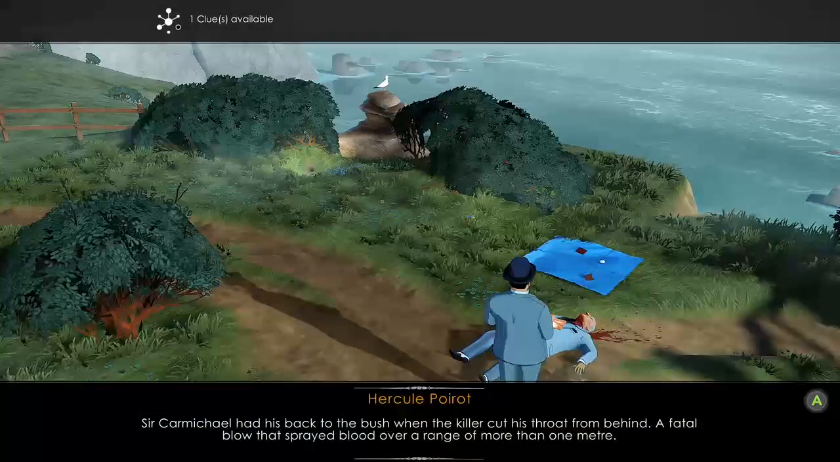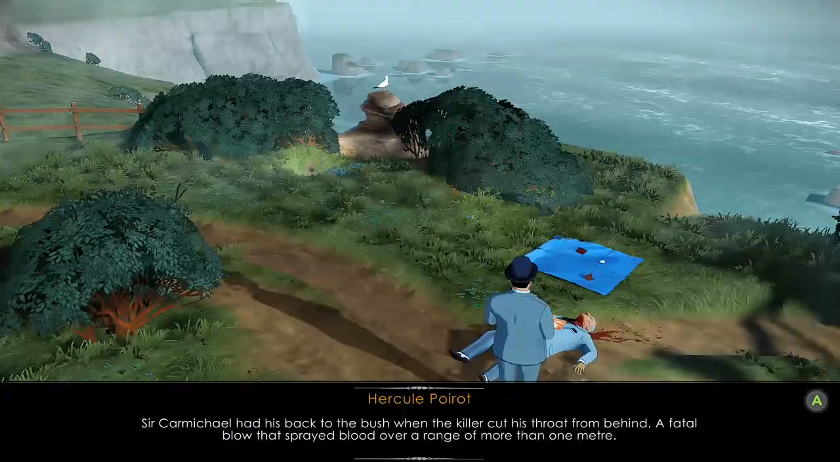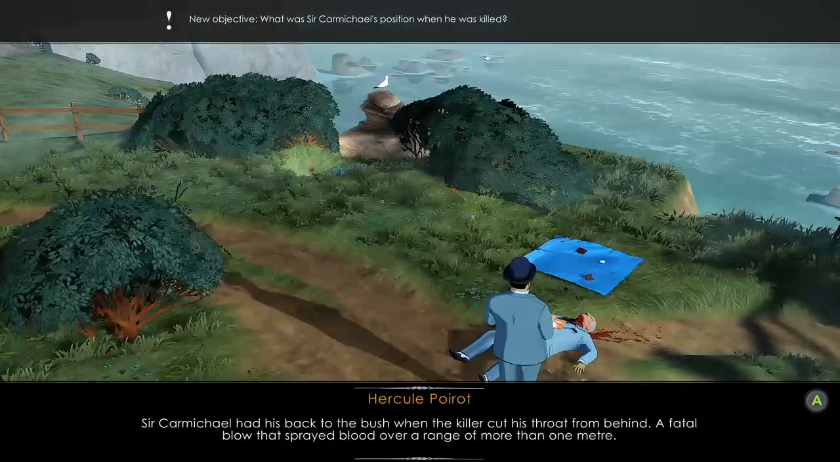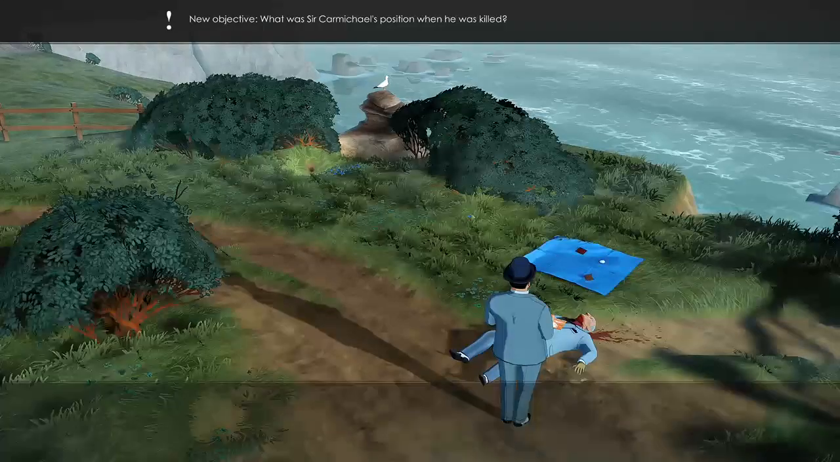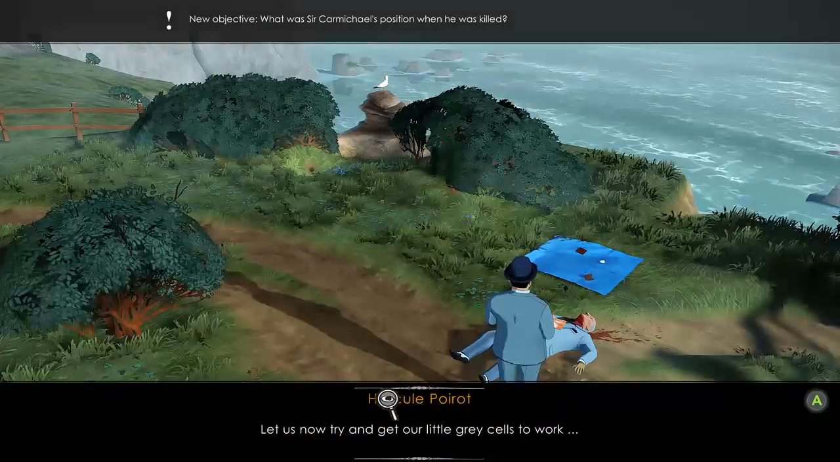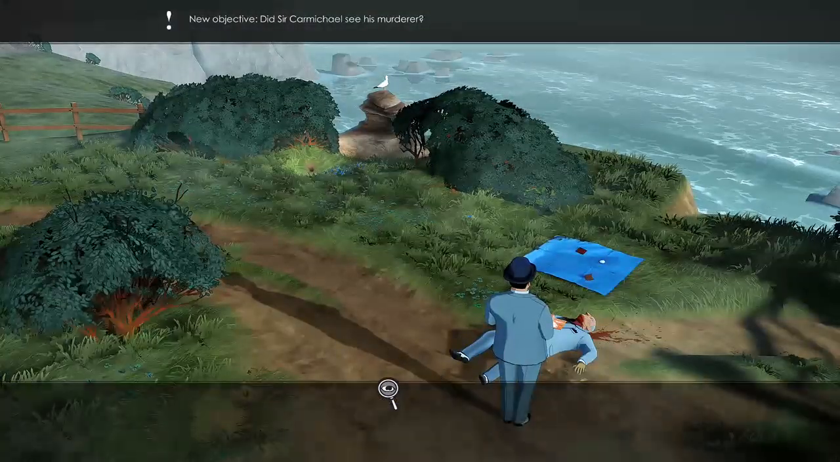Sir Carmichael had his back to the bush when the killer cut the throat from behind. A fatal blow that sprayed blood over a range of more than 1 meter. It's a bit of a distance. Let us try and get our brain cells to work. There should still be blood spraying from here.